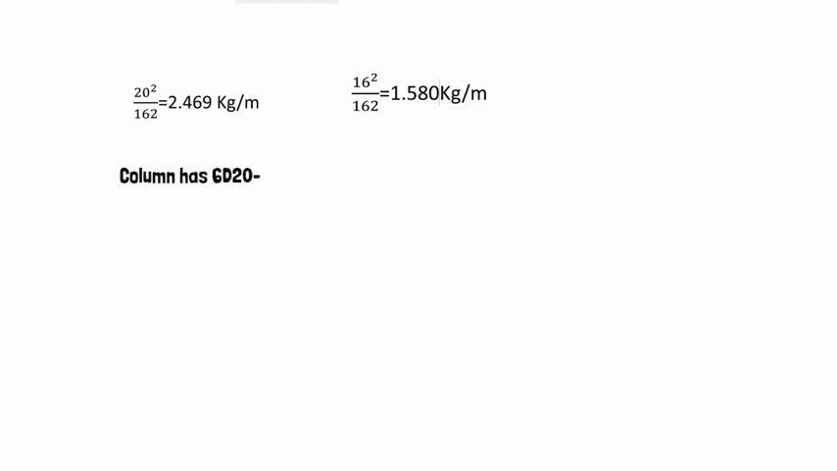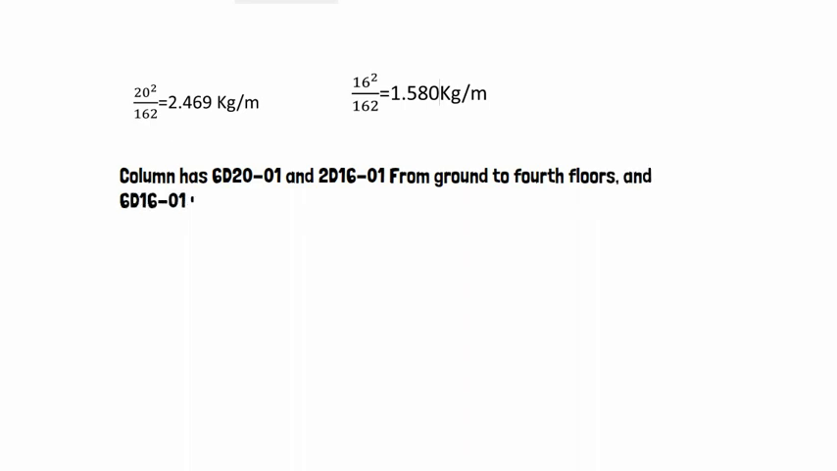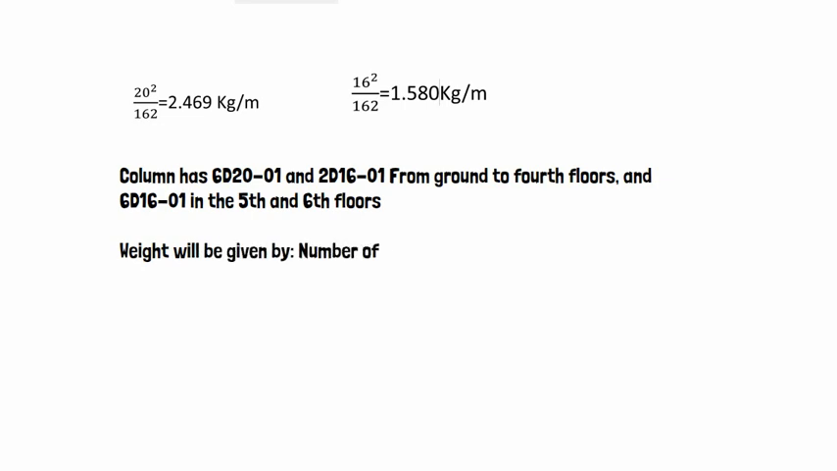Column has 6D20 and 2D16 from ground to fourth floor, and 6D16 in the fifth and sixth floor. So weight will be given by number of pieces per floor multiplied by weight in kilogram per meter multiplied by cutting length. That is the weight to be determined.